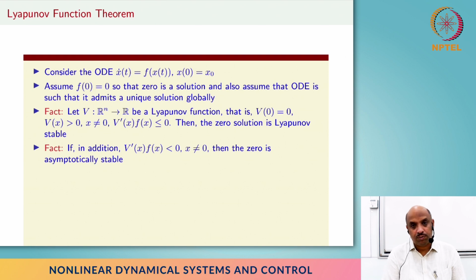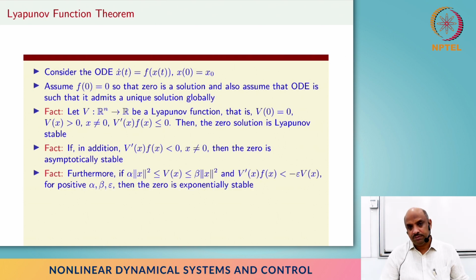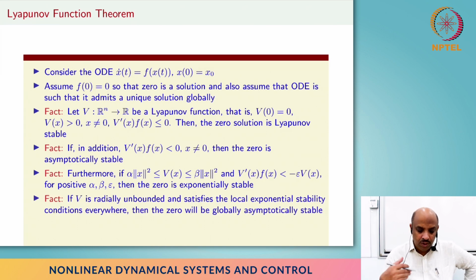So if the v dot part is strictly negative for all non-zero x, then we can conclude asymptotic stability, and if a couple of other conditions are satisfied, then we can get exponential stability. And v being radially unbounded is a very technical condition. Once we have the radially unbounded condition, the sub-level sets, v of x less than or equal to some constant, will always be nice, closed and bounded. If we don't have this radially unbounded case, then we'll have examples where things run off without being bounded, right? So in the global stability conclusion, we need this radially unbounded condition.